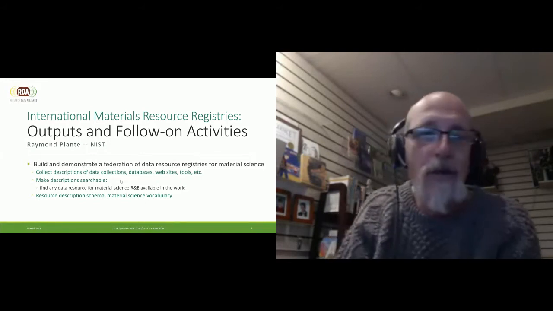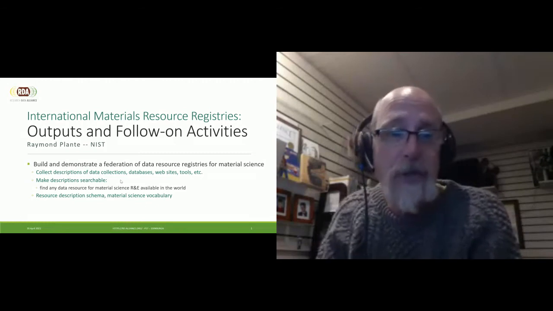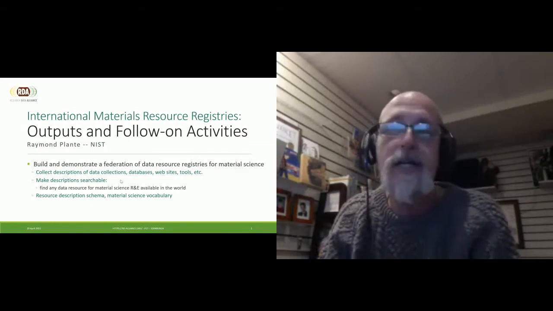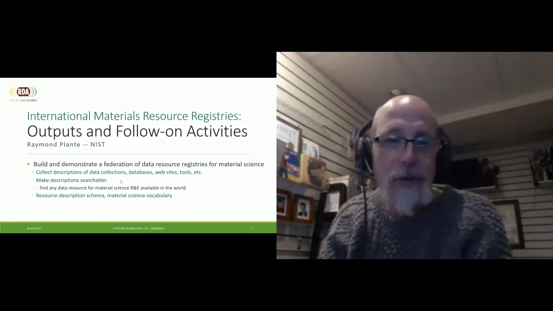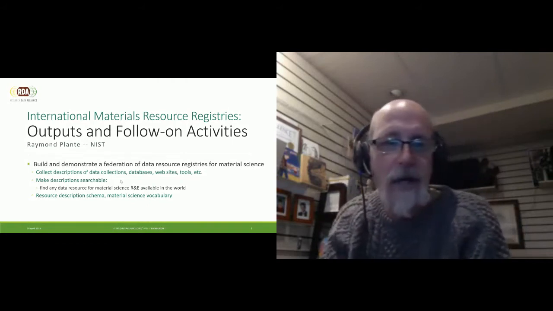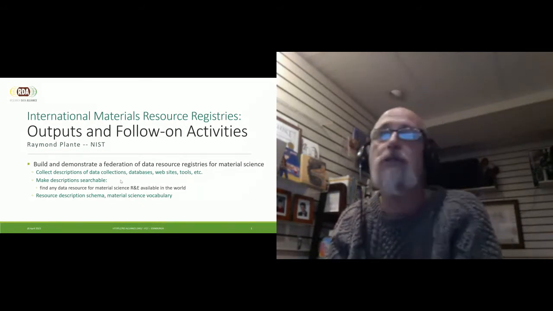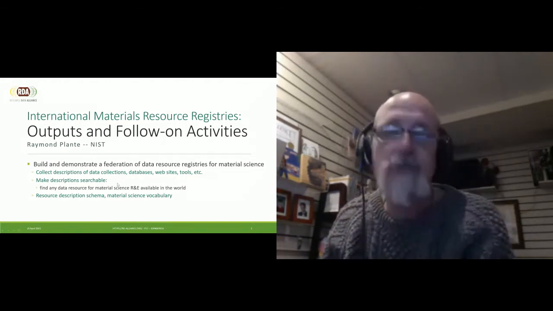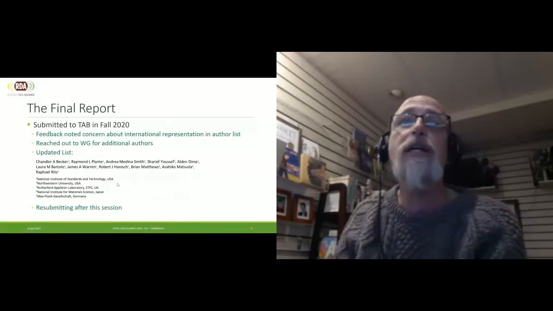So the idea was to provide a platform where we could collect these descriptions of these things and then make those descriptions searchable so that you could find any data resource that's relevant for material science that's available in the world. That was the goal, and we completed that. And one of the things that we did was develop a resource description schema, which is based in XML, and incorporated into that is a material science vocabulary, which covers the topics, materials, and techniques that are relevant to the data resource that you're discovering. So you can discover based on those attributes. That's just a quick reminder of what it is we did.